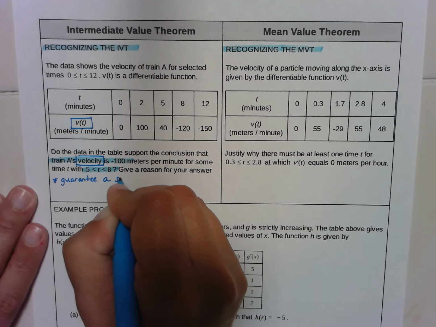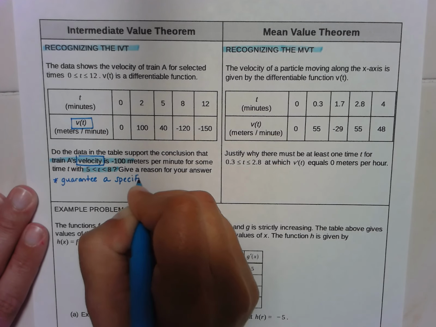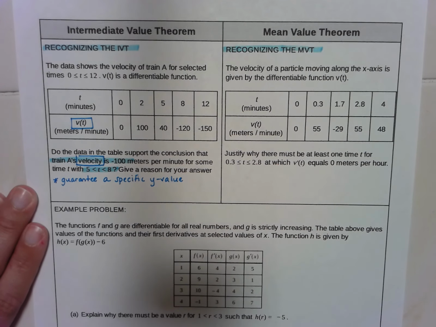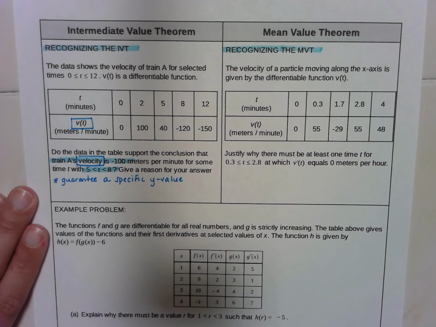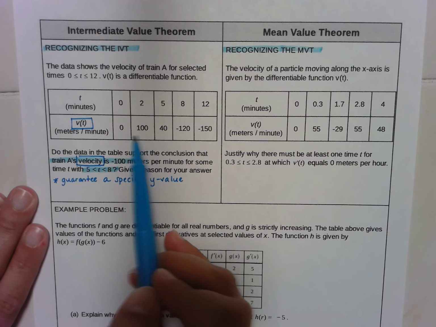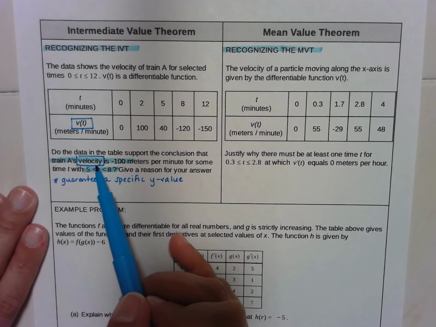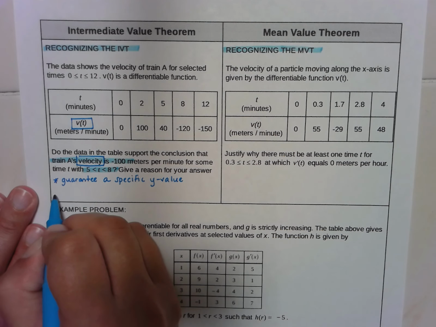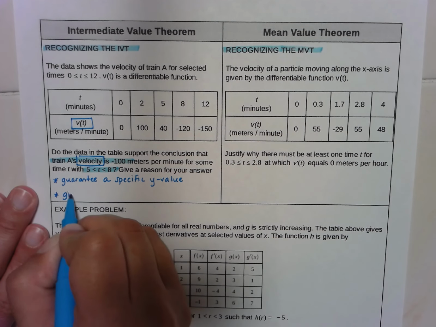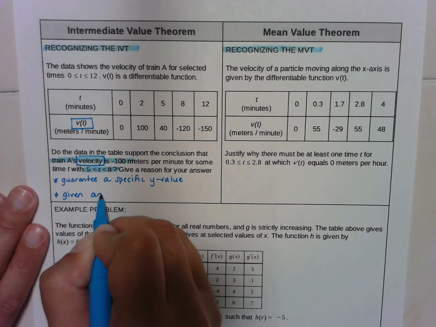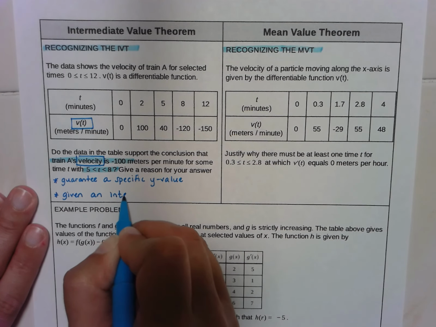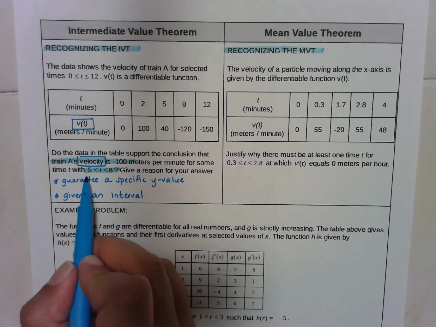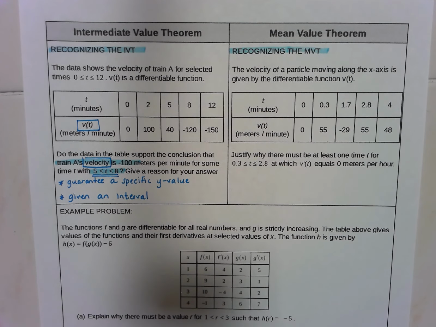If we are asked to guarantee a specific y value that is between values we already have, so velocity values are what we have, do we have this number in between the ones that we have? We're also going to be given an interval. So every theorem question is always going to give you a specific interval, so between 5 and 8.